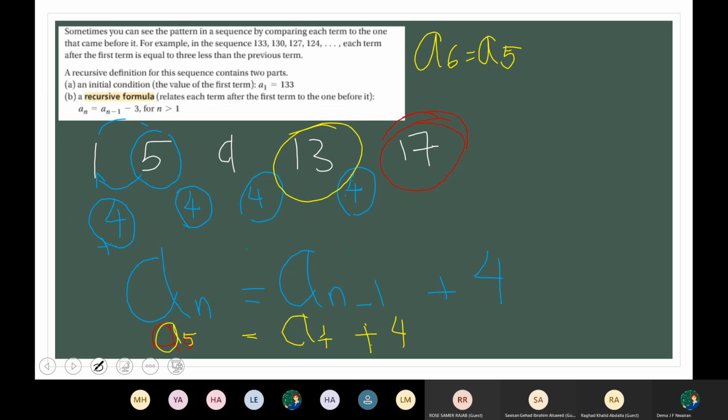Raghat? Raghat, yes, please. Yes, I'm doing it now. Okay, tell me.